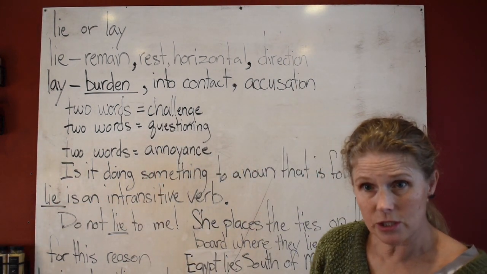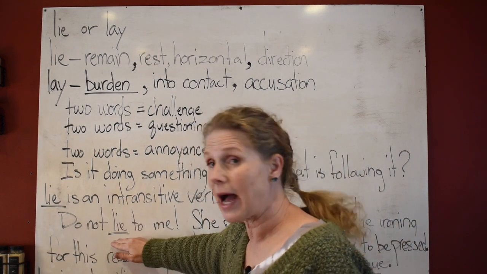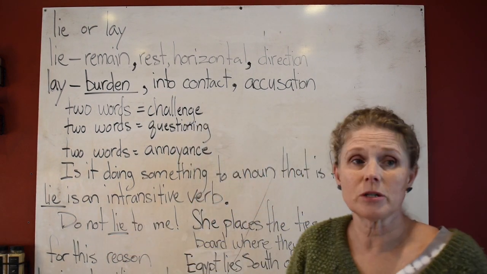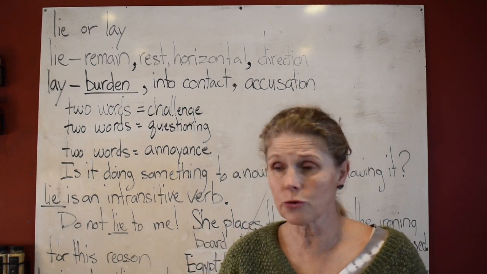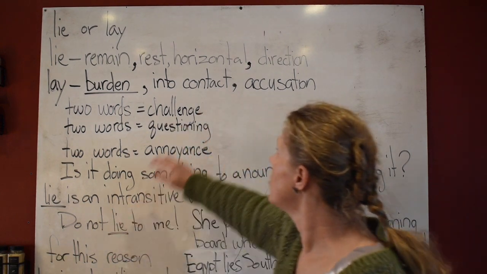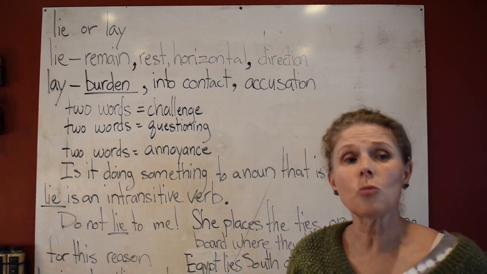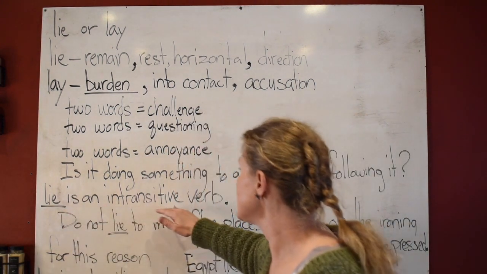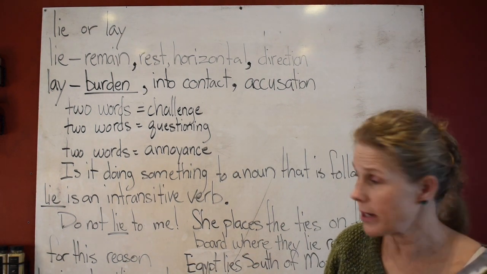Now also you need to know, do not lie to me. That lie is a different definition. It means you're telling a fib. It means you're not being truthful. You're telling a false thing. So you need to be careful with this kind of lie and this kind of lie. But either way, this lie is an intransitive verb that does not take a direct object.